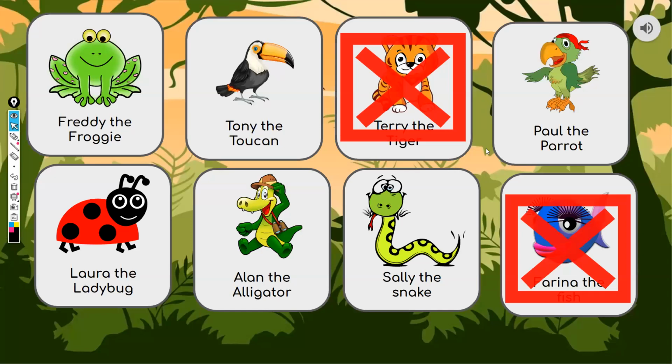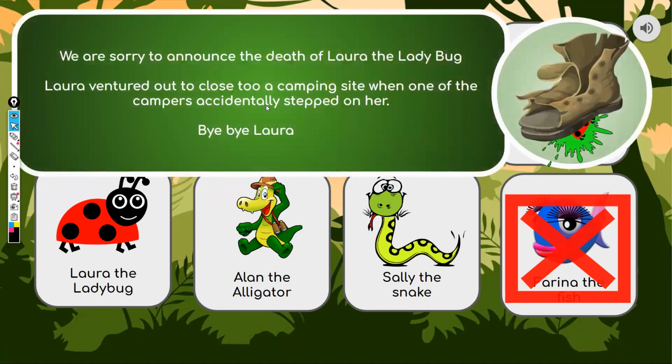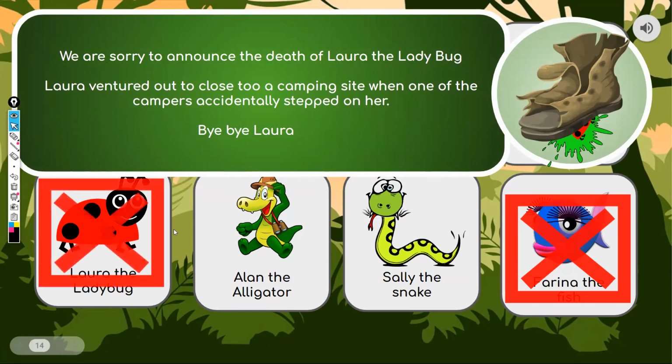What happened there? All right, who do you all think is next here? What's your guess? One person said Laura is next to go. A lot of people have a vendetta against Freddie. And no one seems to like Alan, the alligator. All right, let's see what's going on. Let's see who gets it. Oh no, it seems it's Laura. She got squashed while wandering too close to our campsite. Bye-bye, Laura. Anybody chose Laura? If so, game over.